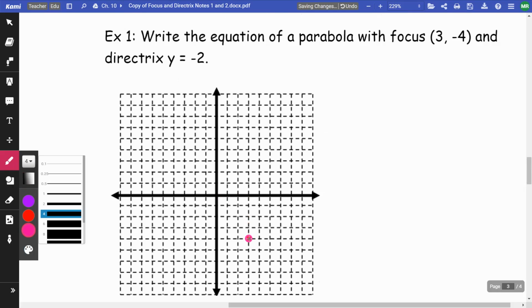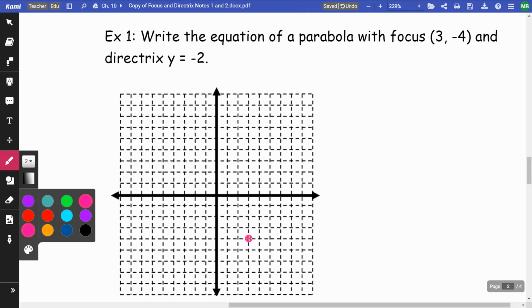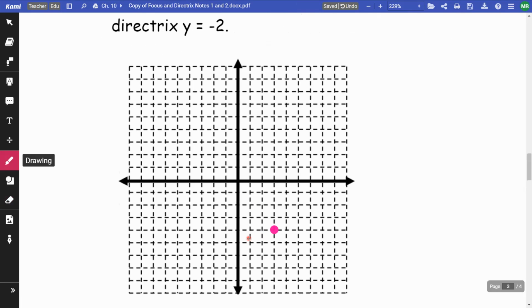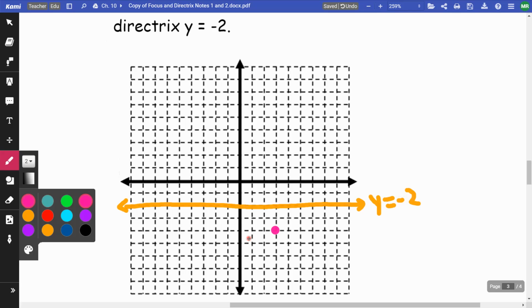And I'm going to label it with an F, so I remember it's my focus and not my vertex by mistake. And actually, I'm going to move that F because I need to draw in my directrix, and my directrix is going to be here at y equal -2. So I think I'm going to put my F here so it's not in the way. Okay, so I can draw my line.